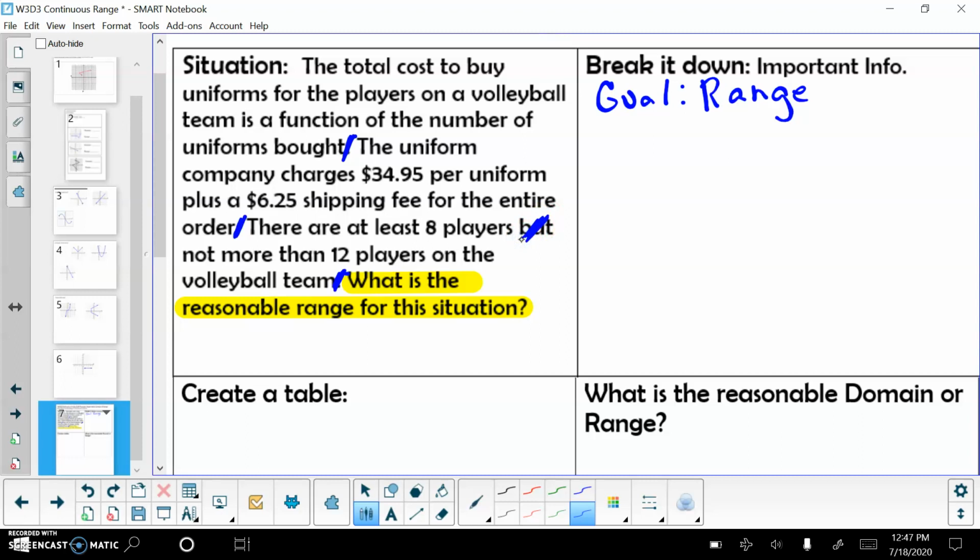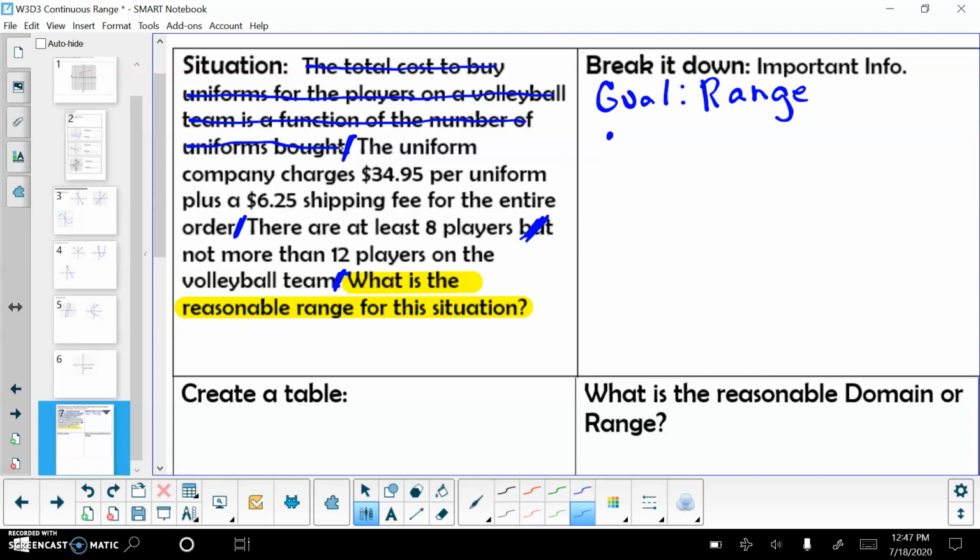Now we've got some smaller sections, and we're going to read it and see if there's anything mathematically important. If there is, we're going to write it over here and then break it down. So first section of the second read, the total cost to buy uniforms for the players on a volleyball team is a function of the number of uniforms bought. That's nice background information, but there's nothing mathematically important in there. So I'm just going to mark through. I can still see it, but I'll mark through to show that I've dealt with it.